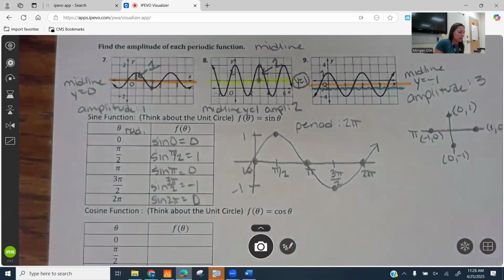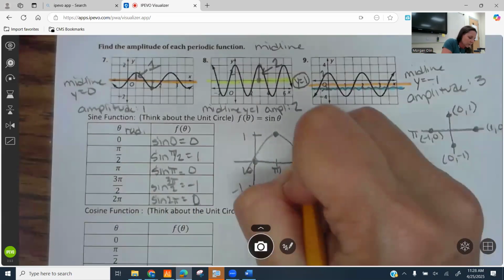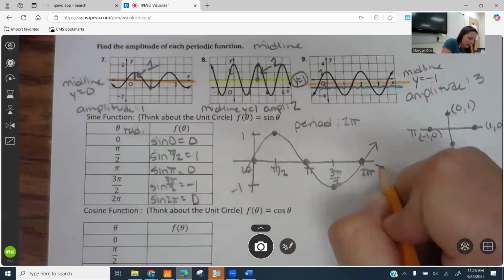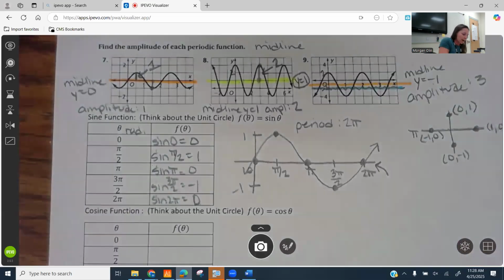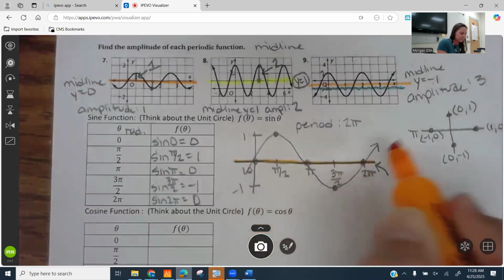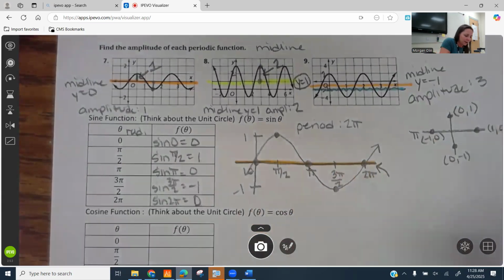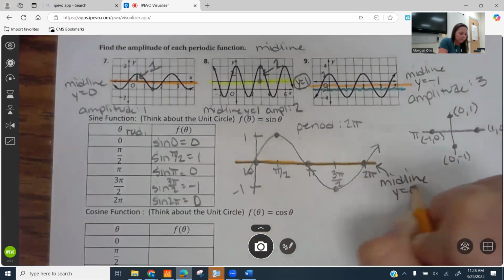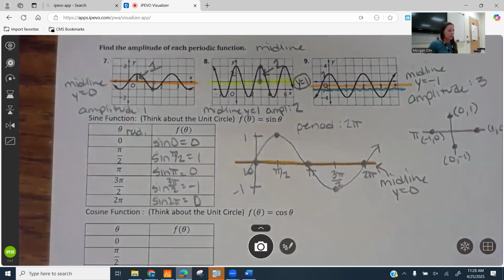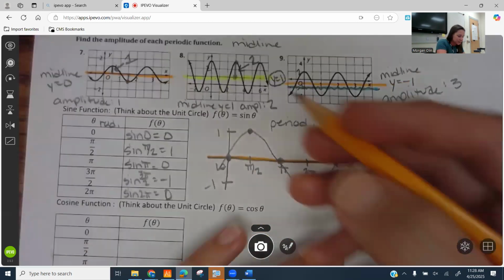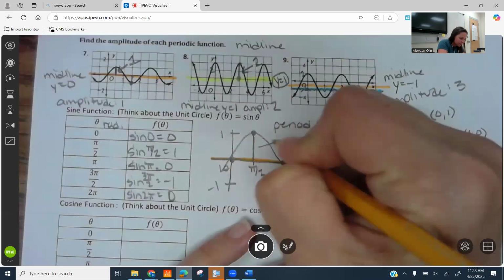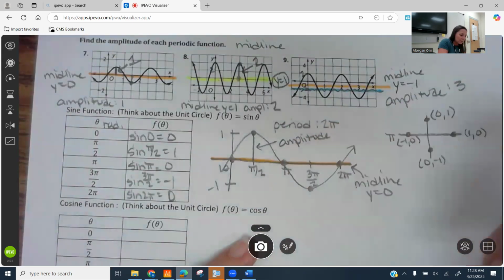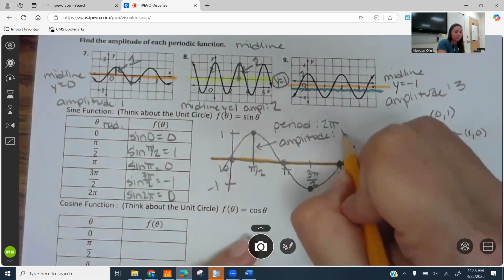Now the midline. Do you notice that the middle line is going to be right here? So our midline is y equals 0. And then our amplitude is the distance from here to here. So our amplitude, that distance, is 1.